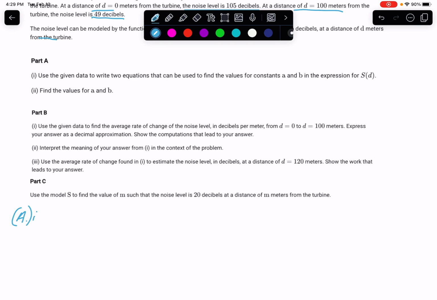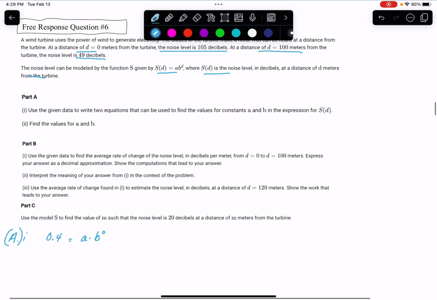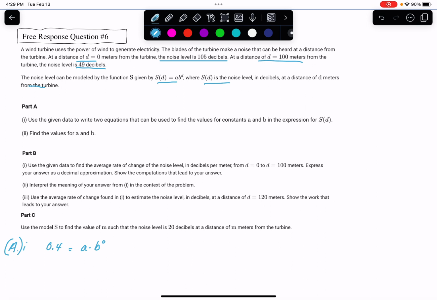So we can write 0.4 is equal to A times B to the 0. Nope, I'm not doing the wind turbine one. I got to do the right one. I'm looking at a different answer. This doesn't even make sense. Here we go, our 2 equations. Let's get our 2 points. It was 0, 105, and 100, 49. Okay, does that sound better?